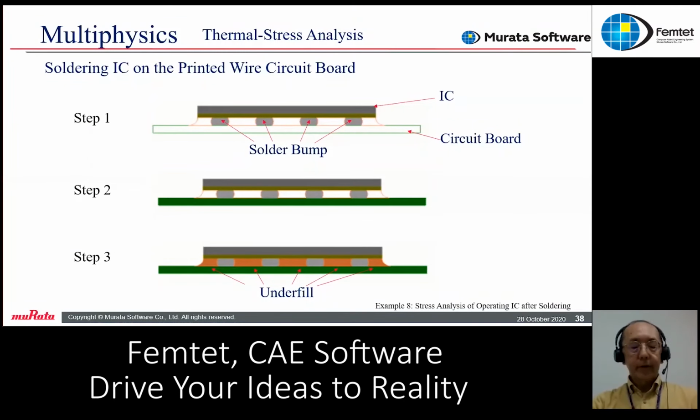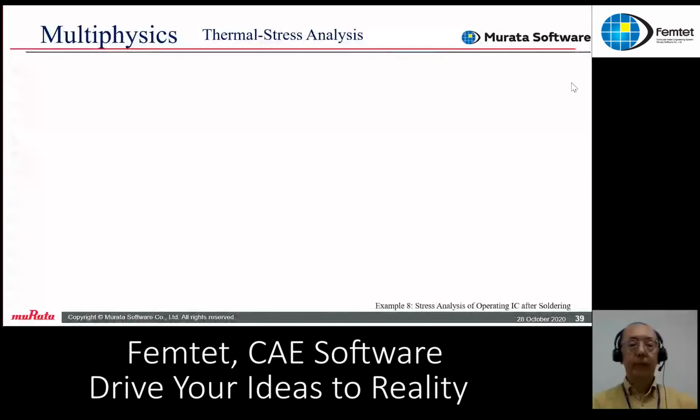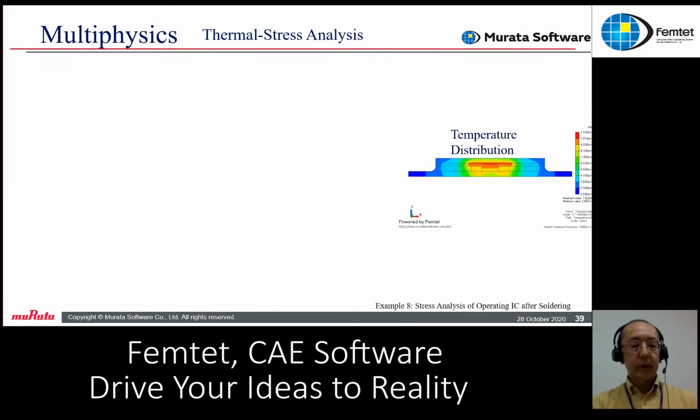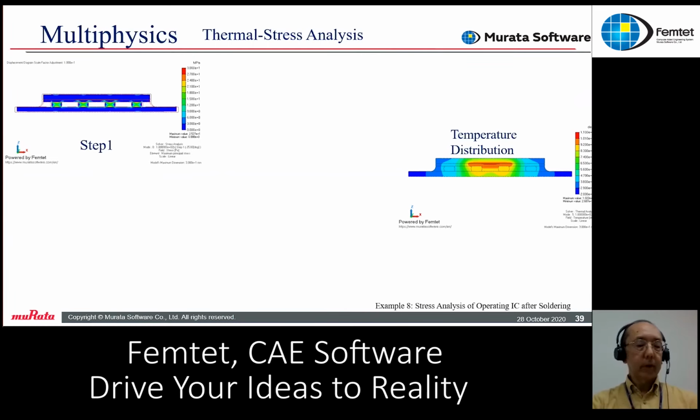Now, the multi-physics of stress and heat. Here is an example of multi-physics of thermal and stress analysis. Again, I use the IC chip soldering process, for example. First, we perform the thermal analysis and get the temperature distribution. And then move on to the stress analysis from step 1, IC soldering.